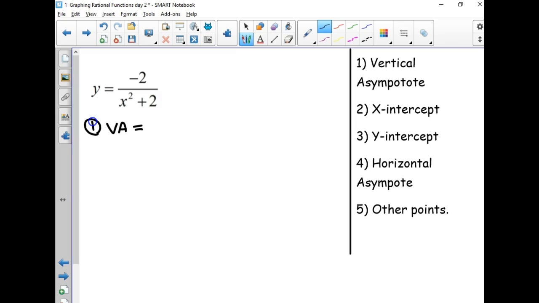Now, some of you could probably do this in your head. I'm not going to do this step in my head because I do have an x squared. It's not as simple as a linear equation where it's just an x. So I'm going to set x squared plus 2 equal to 0. Okay? And I need to solve for x here. So when I solve for x, what's going to happen? I'm going to get x squared is equal to negative 2, right? And then what happens there? I have to take the square root of both sides.